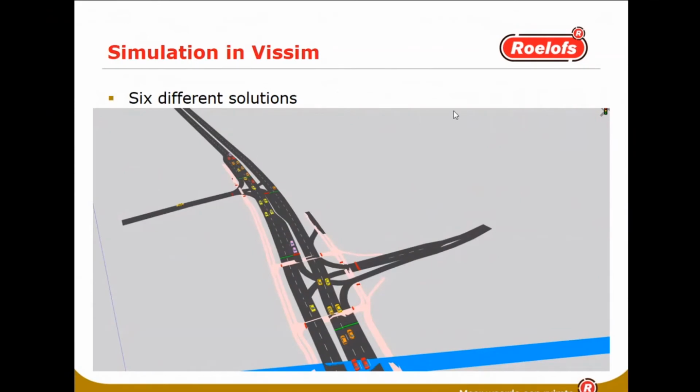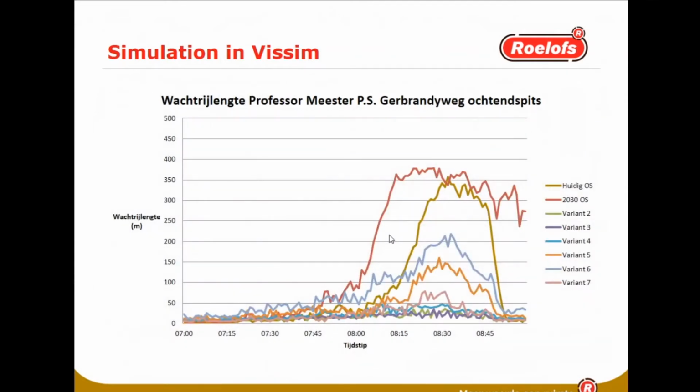It was used for simulations in VISSIM, so we set up six different solutions for this junction in Leeuwarden, and provided it with the input-output data from Data for Sky. So it was a better input for VISSIM for making the right decisions and also the best prognosis. Here you see the traffic jams graphic, where, also on behalf of Data for Sky, we collected it and knew where traffic jams will exceed, or appear, in the network, in this case the Gebrandiweg in Leeuwarden.